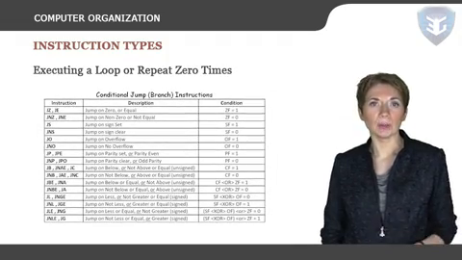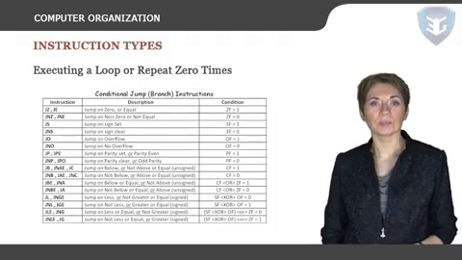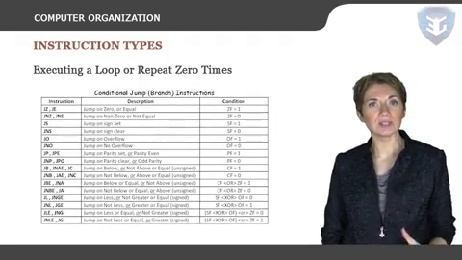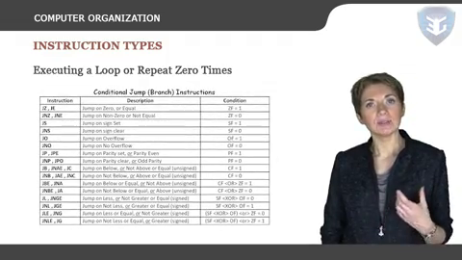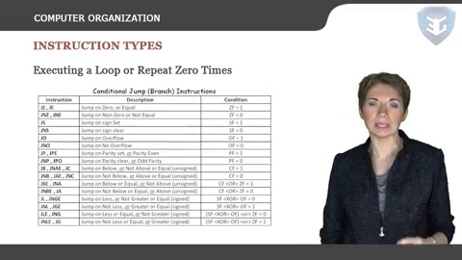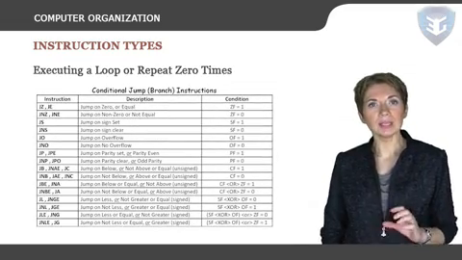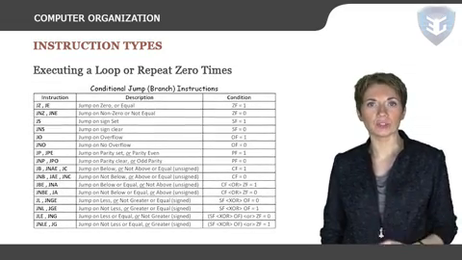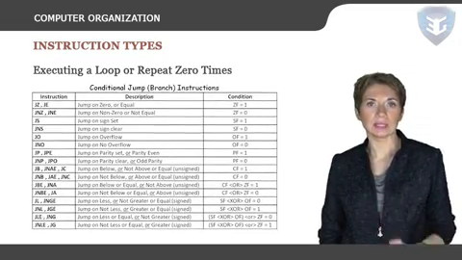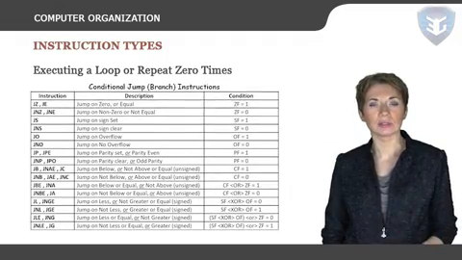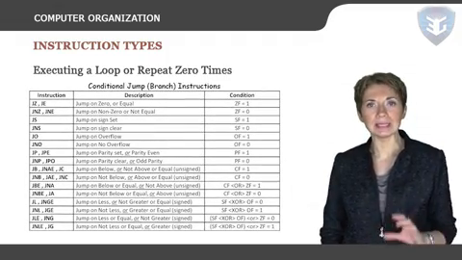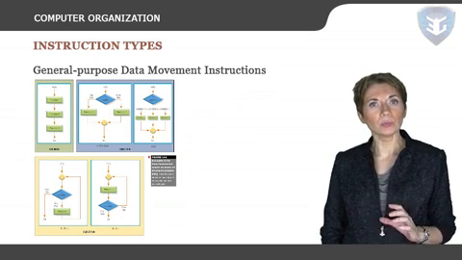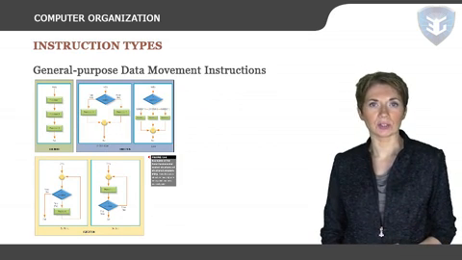JCXZ, jump if ECX is 0, branches to the label specified in the instruction if it finds a value of 0 in ECX. JCXZ is useful in combination with the loop instruction and with the string scan and compare instructions, all of which decrement ECX. General purpose data movement instructions.